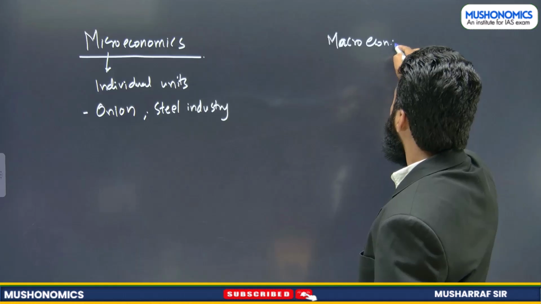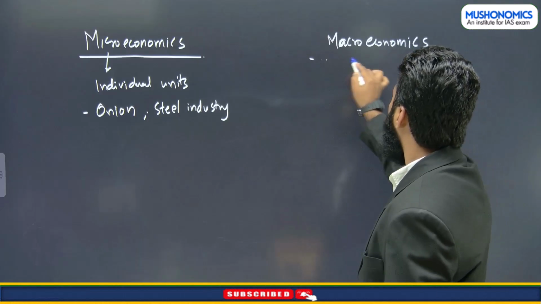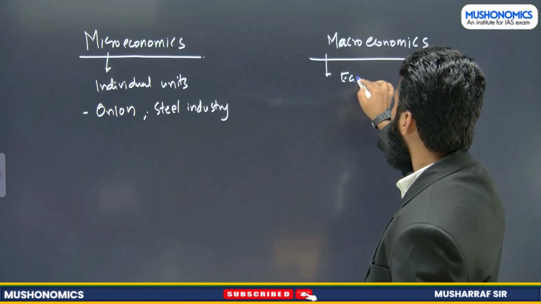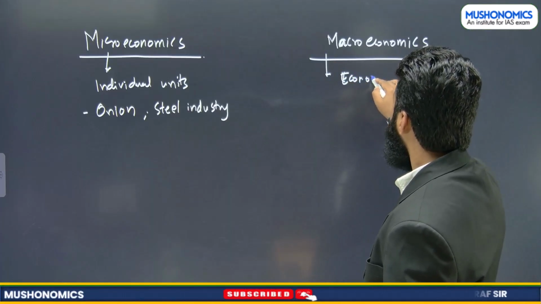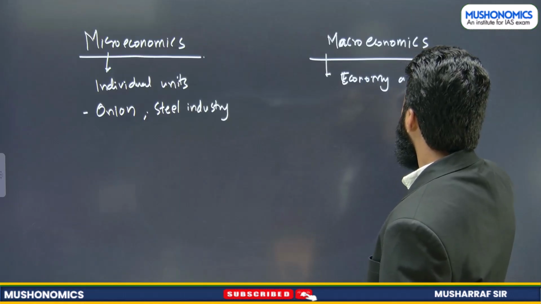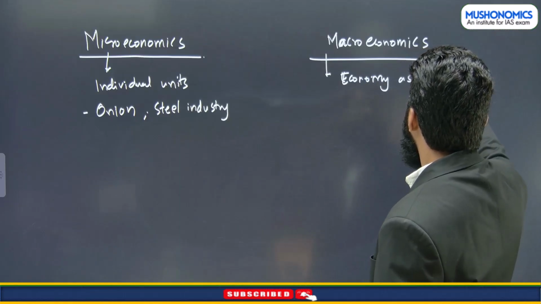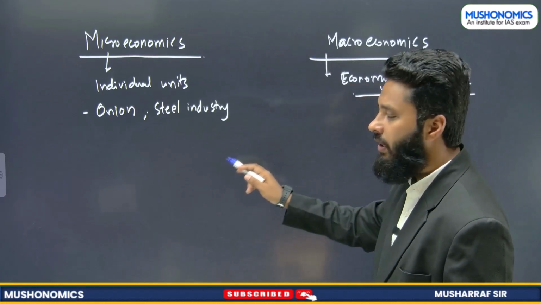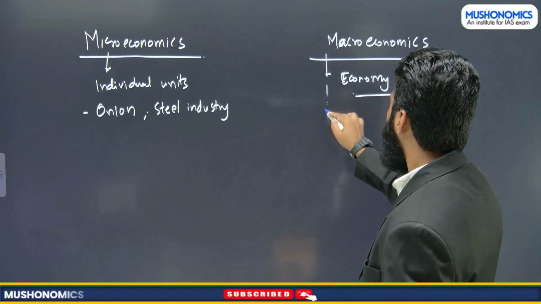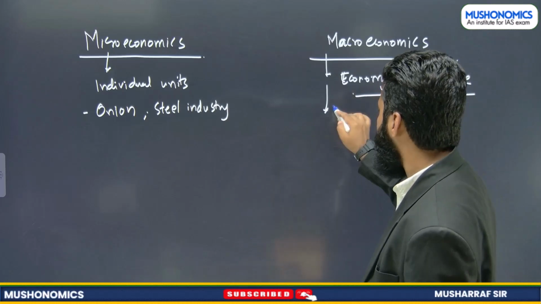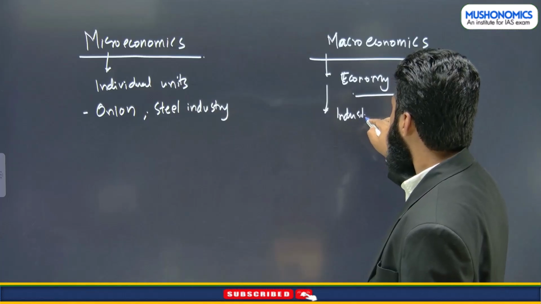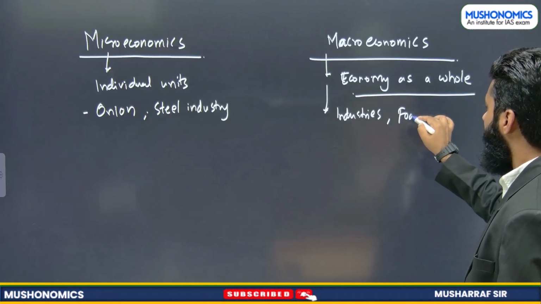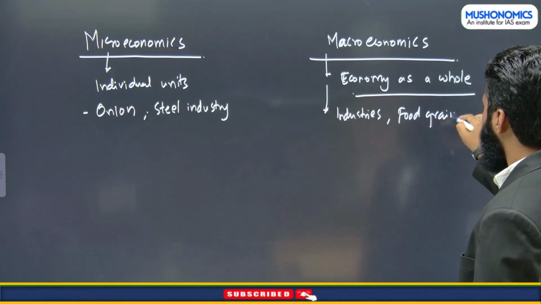Now what do we mean by macroeconomics? Macroeconomics is not about the individual units, rather it is about the economy as a whole. So it studies the economy as a whole, hence it becomes macroeconomics. It will not talk about onion, steel, etc., rather it will be talking about the entire industrial structure, so all industries present in the country or that particular territory. It will be talking about all the food grains that are available or all the vegetables, etc.